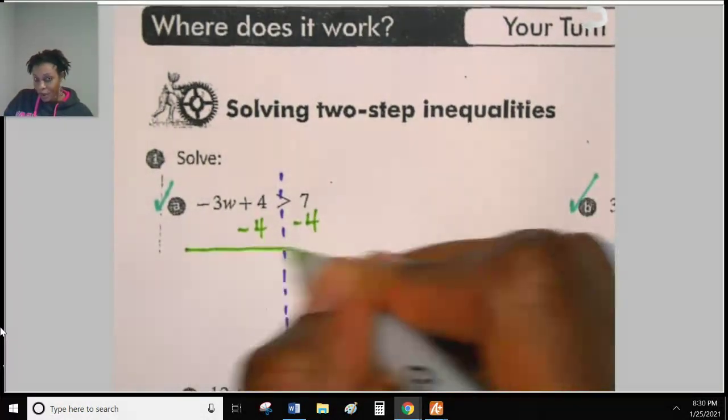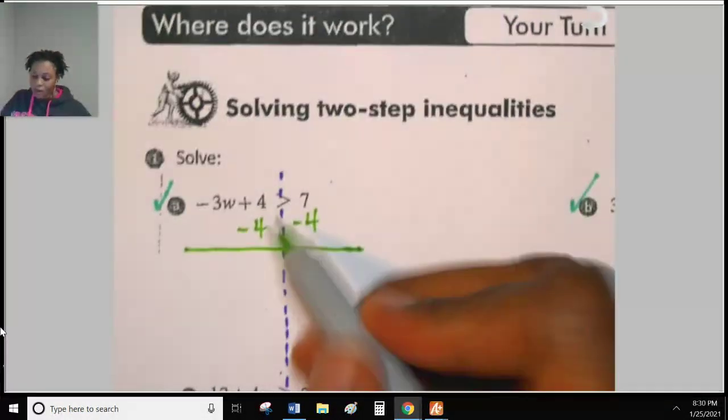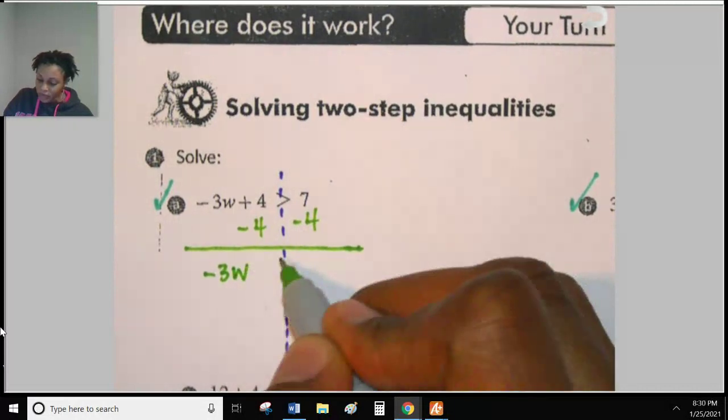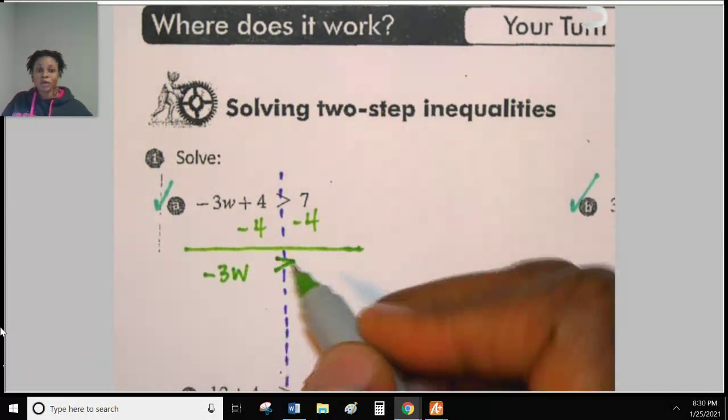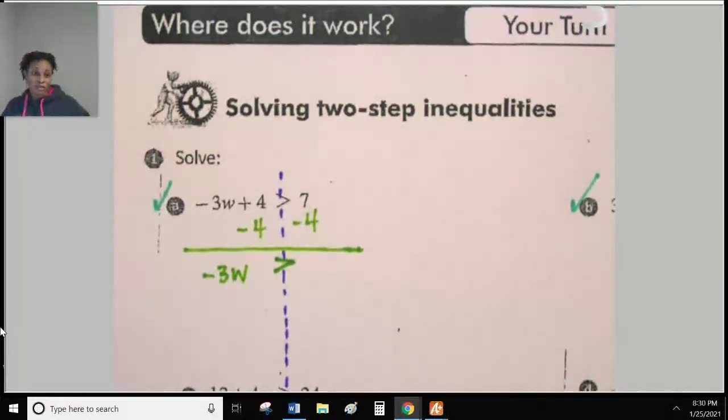Draw my line all the way across. A positive 4 and a negative 4 will cancel out. I'll be left with 3W. Bring down your inequality symbol. Remember that this is an inequality symbol. It's not an equation, so don't bring down an equal sign. I know you guys are used to bringing down an equal sign, but just be cautious of that. 7 minus 4 will give us 3.